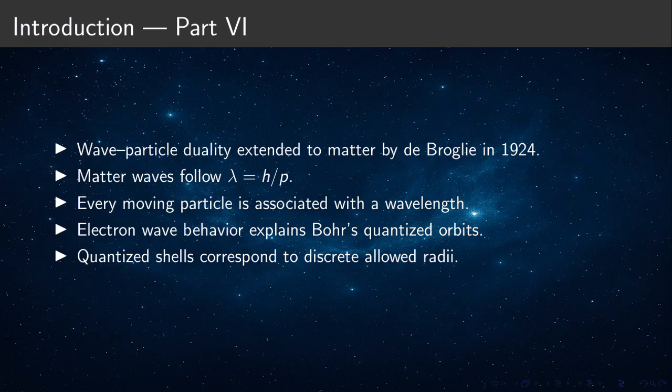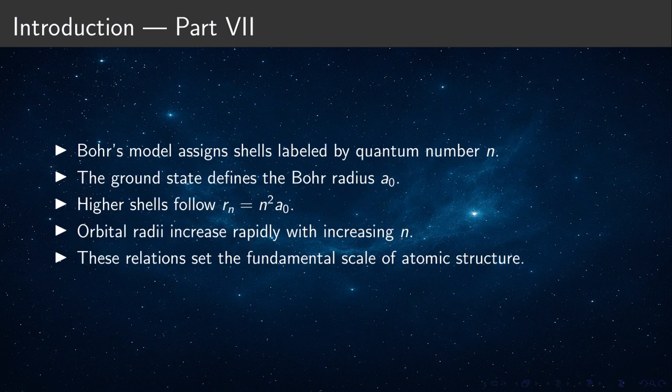This proposal implied that every moving particle is associated with a wave, and for the electron, this wave-like behavior provided a natural explanation for the quantized orbital structure first introduced by Bohr. The Bohr model had already demonstrated that electrons in the hydrogen atom occupy discrete energy levels, or shells, labelled by the principal quantum number n.